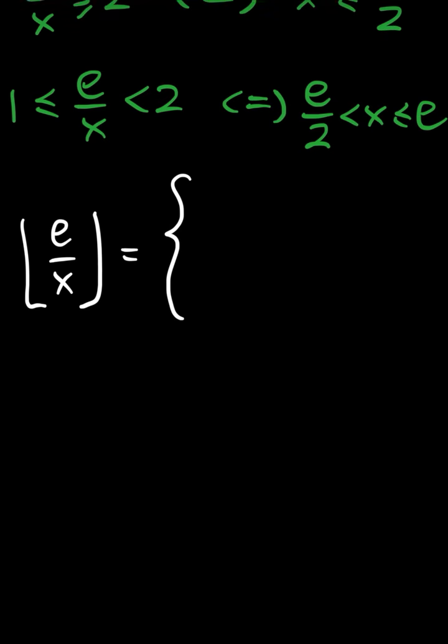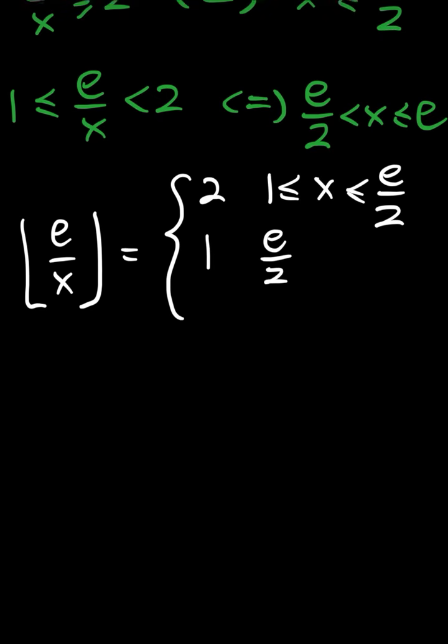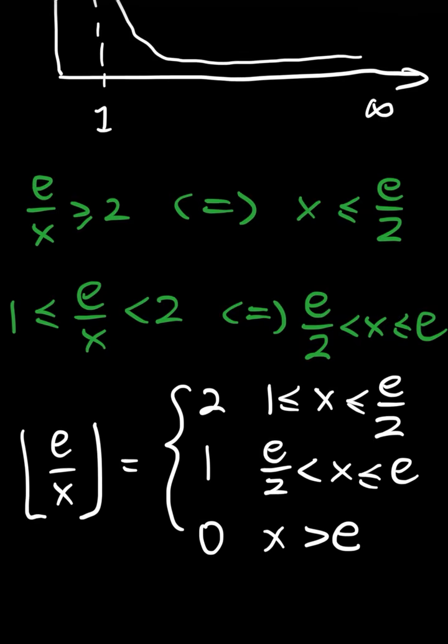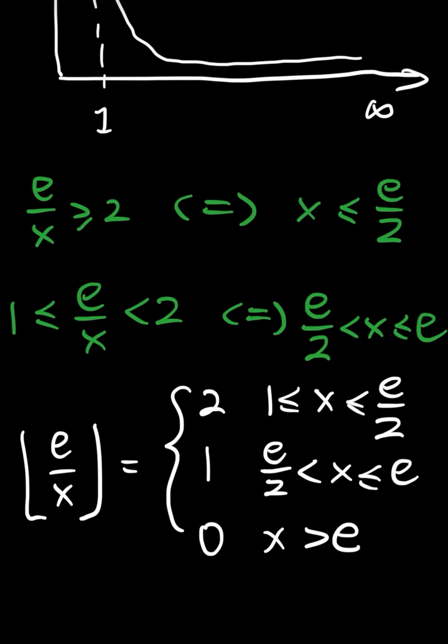equal to 2 when the range is x greater than or equal to 1 and less than or equal to e to the 2, and the floor function of e to the x is equal to 1 when x is greater than e to the 2 and less than or equal to e, and the floor function of e to the x is obviously 0 when x is greater than e. That's because it starts to converge towards 0 as x approaches infinity.